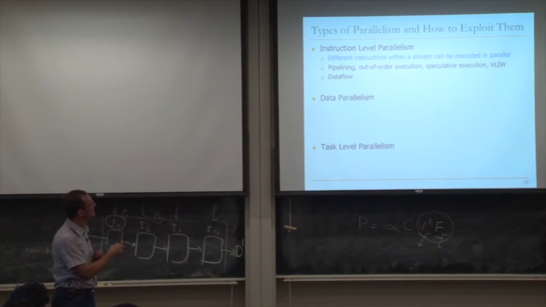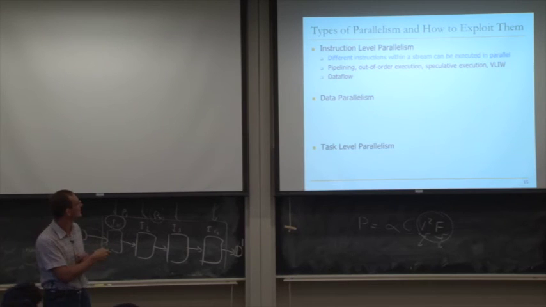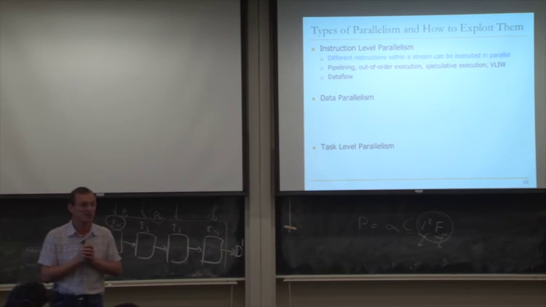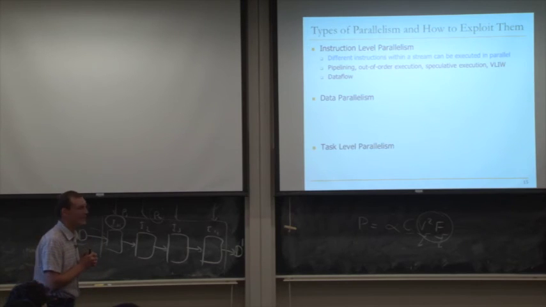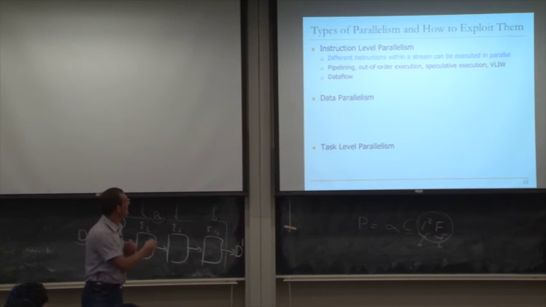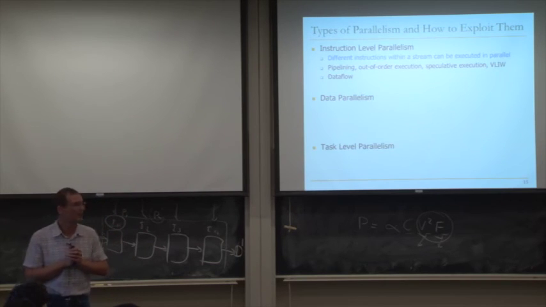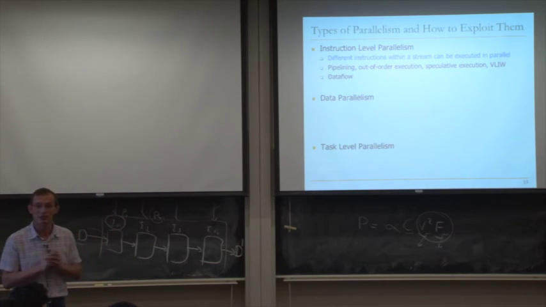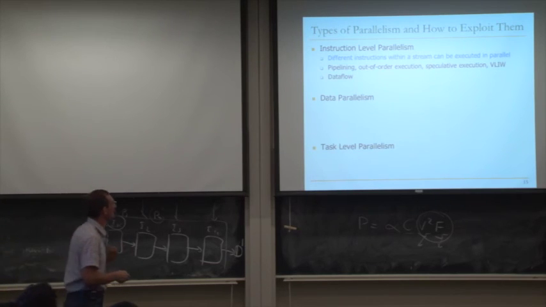We see many techniques to improve ILP. Right? Pipelining, out-of-order execution, speculative execution, branch prediction, for example, VLIW, and data flow, which we will see in more detail in this course, exploit instruction level parallelism. In a single stream, you can execute multiple instructions in parallel.